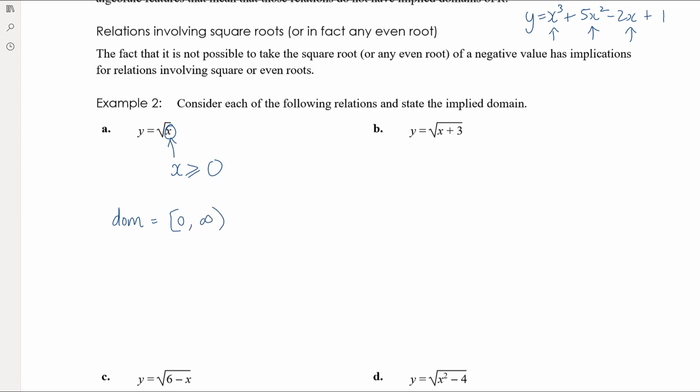In part B, whatever's under the square root, in this instance x plus 3, is going to have to be bigger than or equal to 0. And so that means that x has to be bigger than or equal to -3. Therefore, the implied domain of this function is from -3 up to infinity.